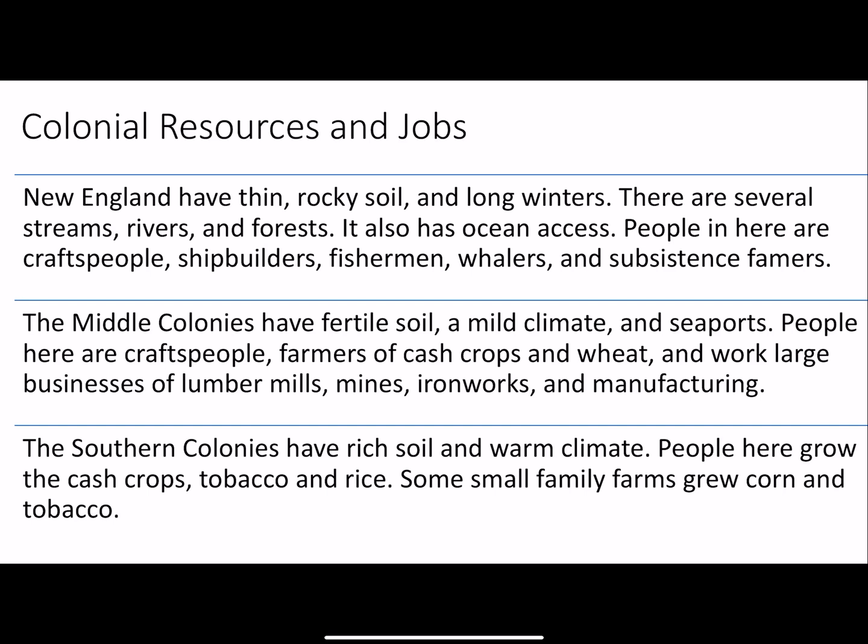Okay, and moving into the Southern colonies, they have rich soil and a warm climate. The people here grew the cash crops, the tobacco and the rice. Some small family farms grew corn and tobacco, but for the most part, these were cash crops. This is where the labor force was needed. This is where slavery was needed the most, because they were the farmers of the colonies. They had the soil and the climate to grow crops. So this was where slavery was most common. Later on, and even early on, more workers were needed in the South than anywhere else.